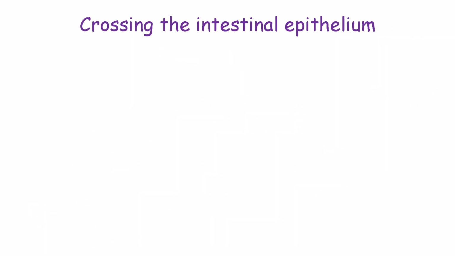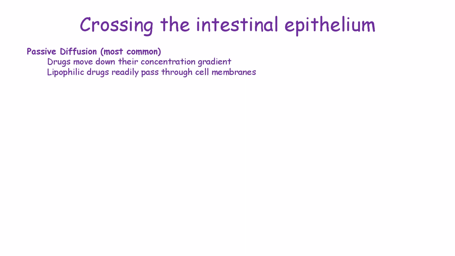The most common method for drug molecules to cross the intestinal epithelium is passive diffusion. In this process, drugs move down their concentration gradient from an area of high concentration in the gut to low concentration in the villi. Lipophilic, fat-soluble drugs pass easily through cell membranes, making this route the most efficient for small, non-polar and lipophilic drugs. In contrast, hydrophilic, water-soluble drugs do not readily diffuse across membranes.